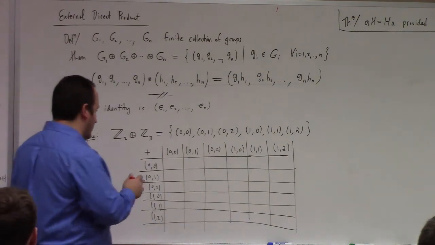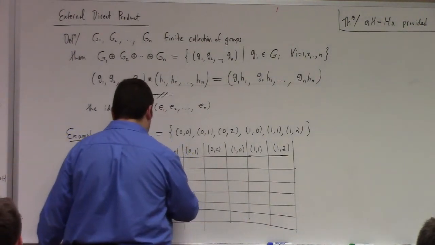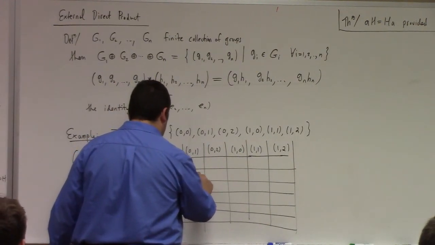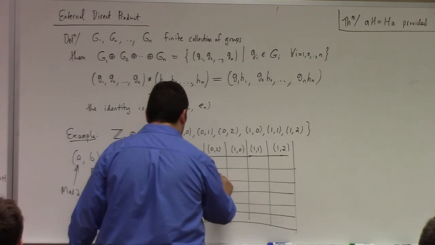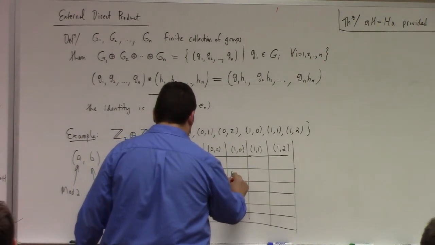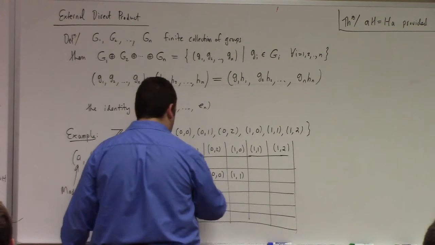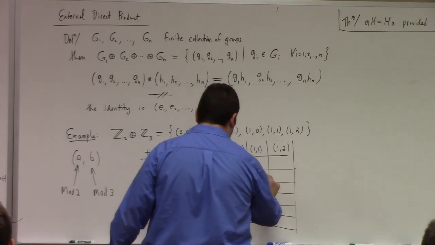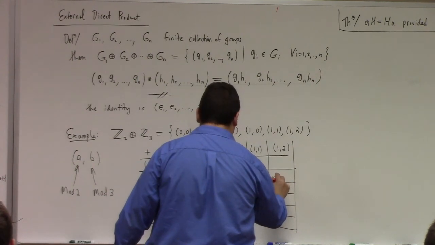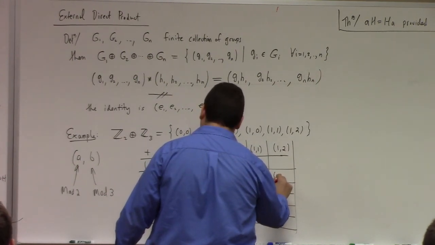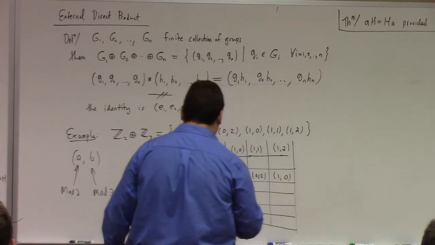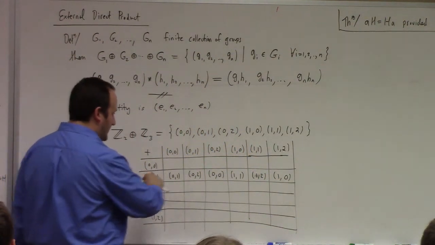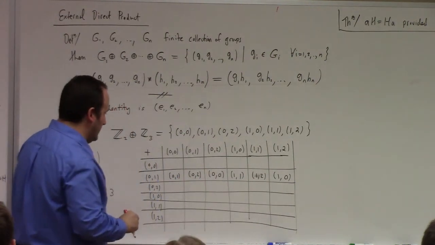So, let's see here. 0, 1, I'll do the second row. 0, 1, 0, 2, looks like 0, 0, 1, 1, 1, 2, right? We got 1, 0. If I'm right, we should only have one of each in every row. Do I have any repeats? No, it's good. All right.